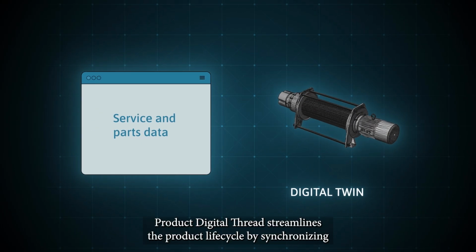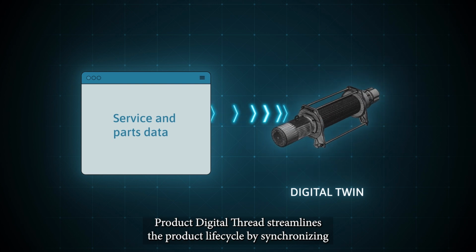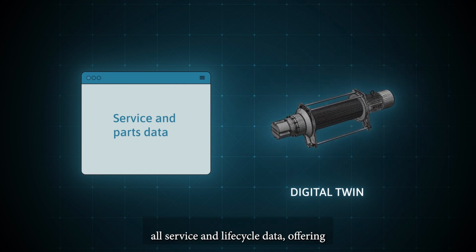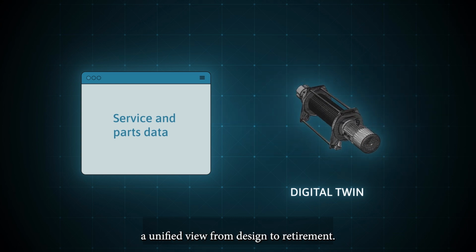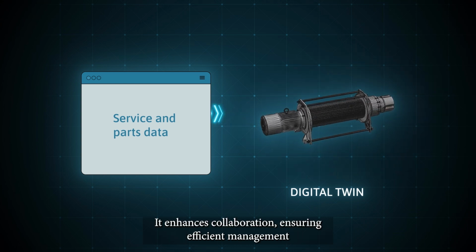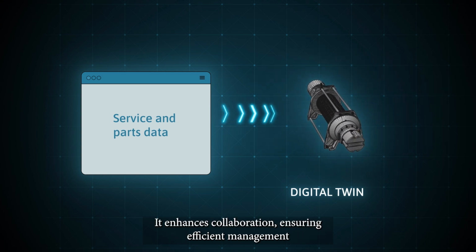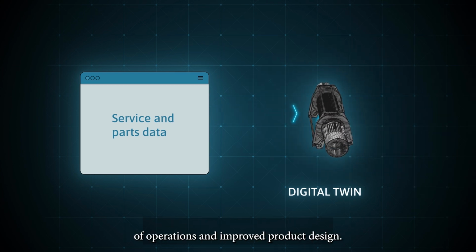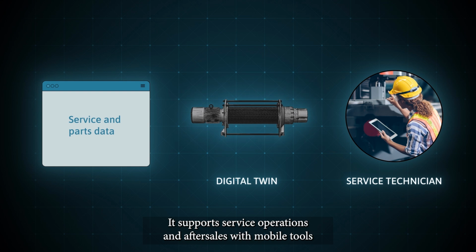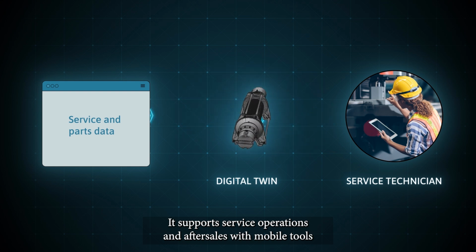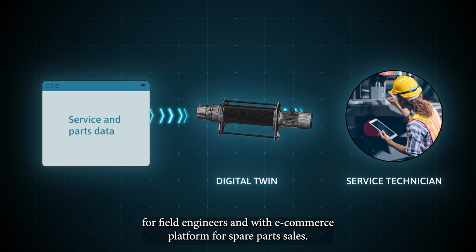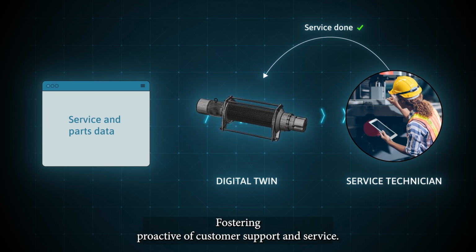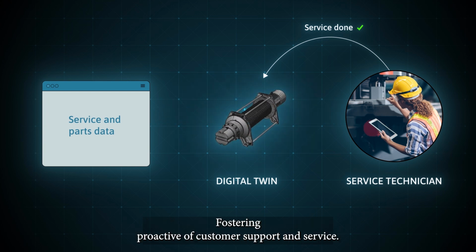Product digital thread streamlines the product lifecycle by synchronizing all service and lifecycle data, offering a unified view from design to retirement. It enhances collaboration, ensuring efficient management of operations and improved product design. It supports service operations and after-sales with mobile tools for field engineers and with an e-commerce platform for spare parts sales, fostering proactive customer support and service.